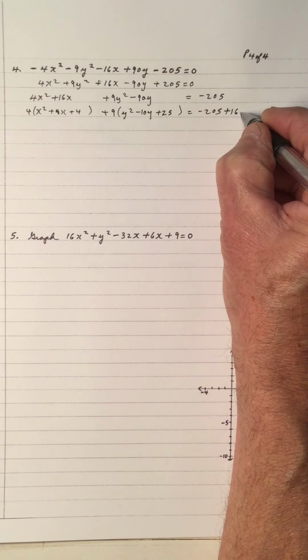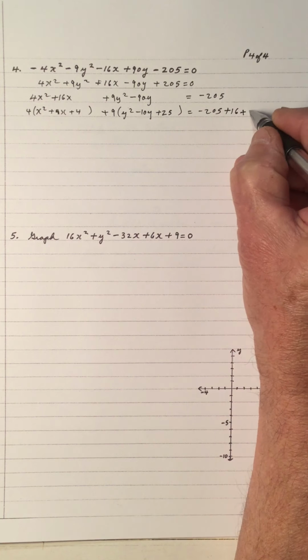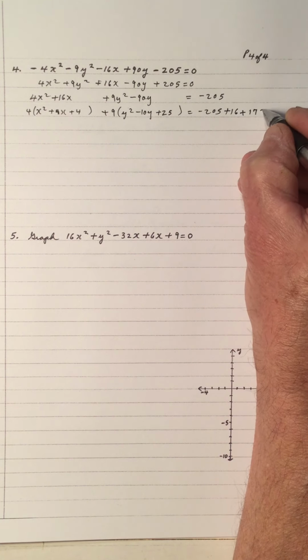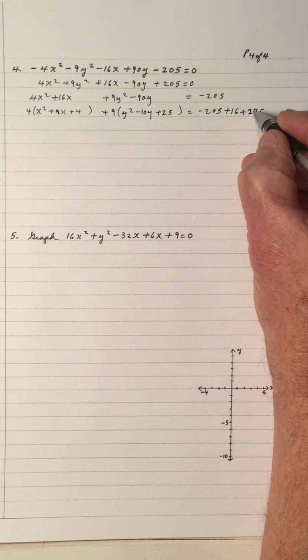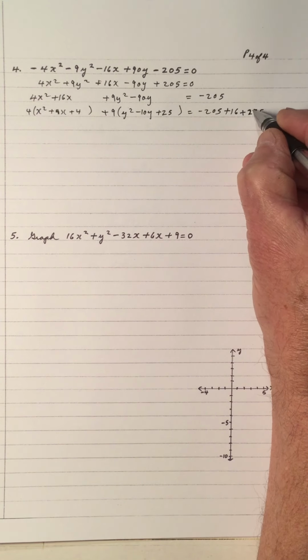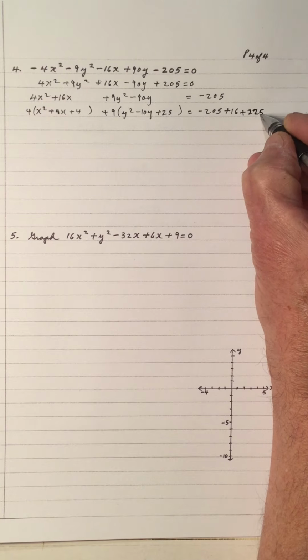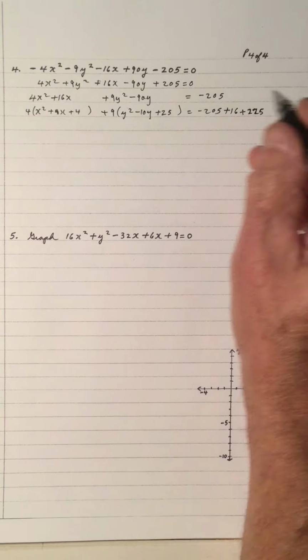And 9 times 25 is... 175? Nope. What am I doing? 225. 25 times 9 is 225.